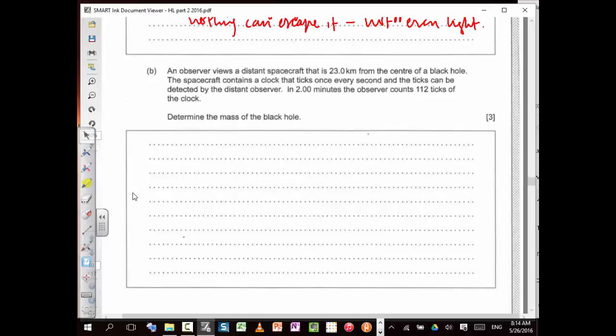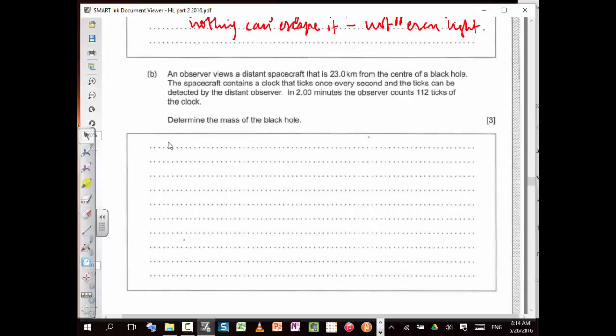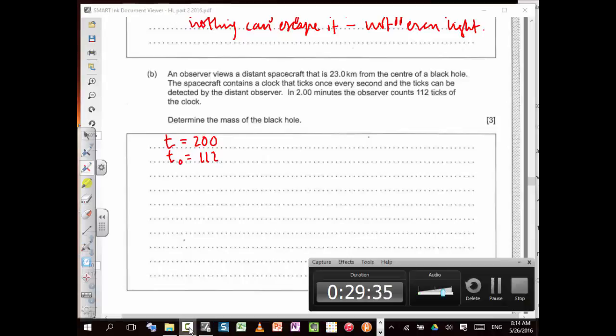Okay, so dilated time here is going to be the longer time. So this is a gravitational time dilation question. So t is going to be equal to 200, and t naught is equal to 112. And we're going to use the equation for gravitational time dilation. I'm just going to quickly grab a data.